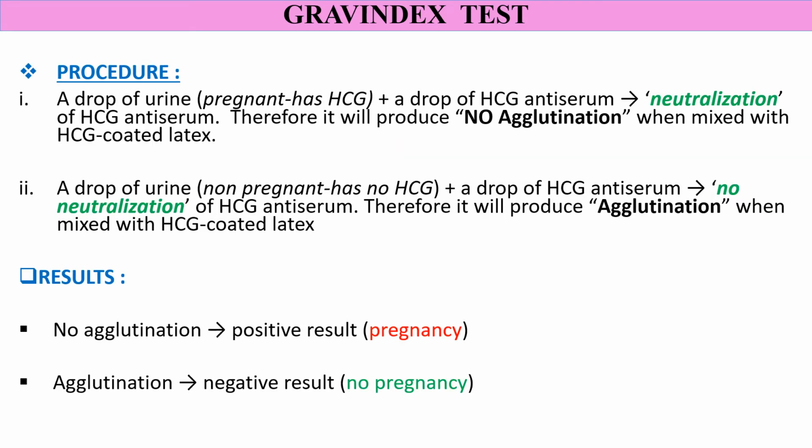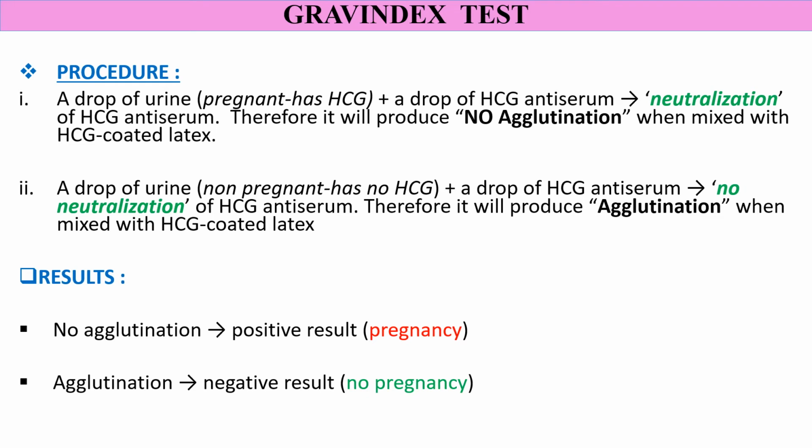When a drop of urine sample from a pregnant woman which contains HCG is mixed with a drop of HCG antiserum, it causes neutralization of the HCG antiserum. If this is mixed with an HCG coated latex, no agglutination will occur because of the absence of free antibodies. This indicates that the pregnancy test is positive and the female is pregnant.